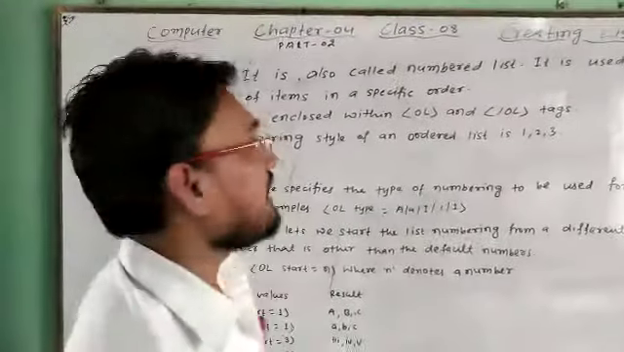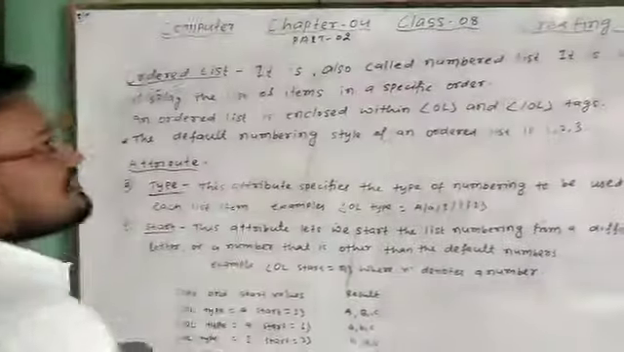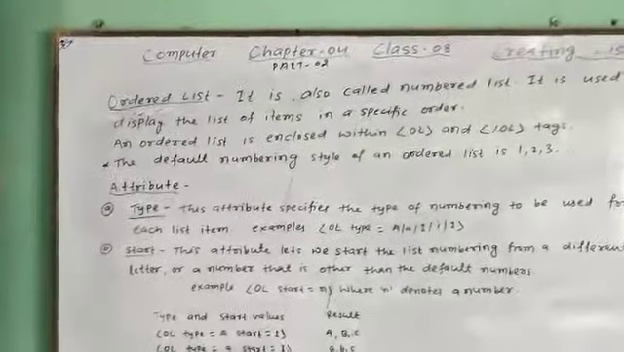This is your second part of chapter number 4. Our heading is how to create lists and tables in HTML.